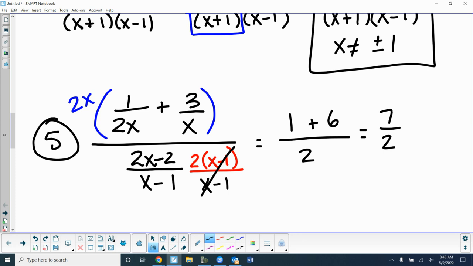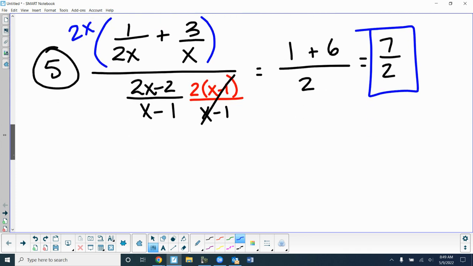Let's try it again. All right? But I don't think I did anything wrong there. I copied it right, didn't I? 1 over 2x plus 3 over x, right? 2x minus 2 over x minus 1. If you multiply everything by 2x and x minus 1, which is what I did Friday, I got a little different answer. So I'm going to have to redo that and see why that happened. Okay. But I don't think I'm missing anything in what I did today.